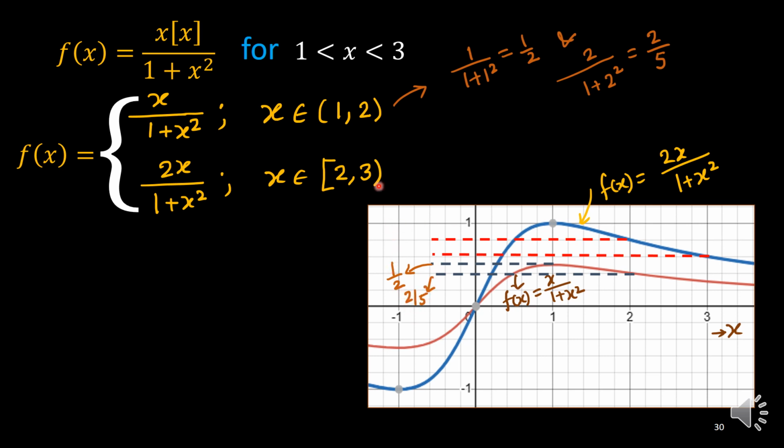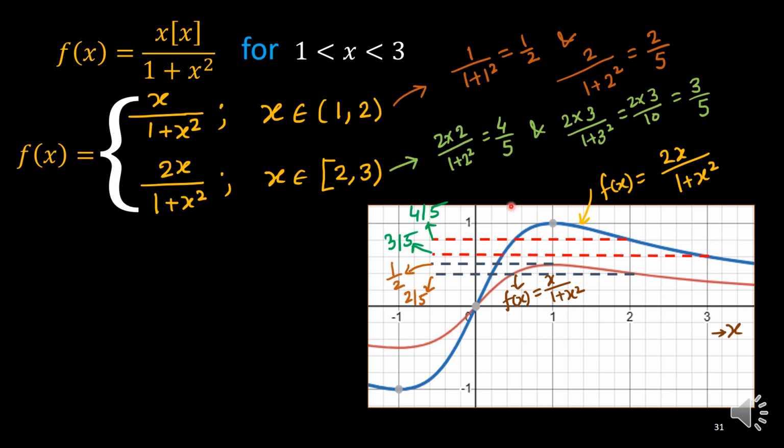Similarly for the interval 2 to 3, when x equals 2, its value is 2 into 2 is 4, and the denominator 1 plus 2 square is again 5. When x equals 3, 2 into 3 is 6, and 1 plus 3 square is 10, so 6 by 10, I can write 3 by 5. So this is 3 by 5, this is 4 by 5, and the range is 3 by 5 to 4 by 5. We need to combine these two ranges; they are not overlapping.